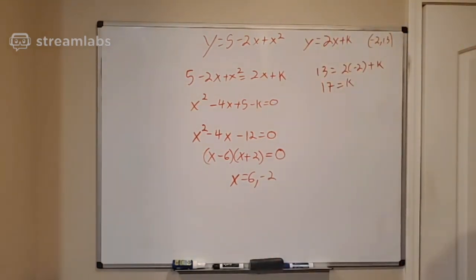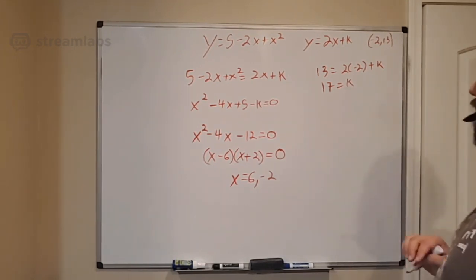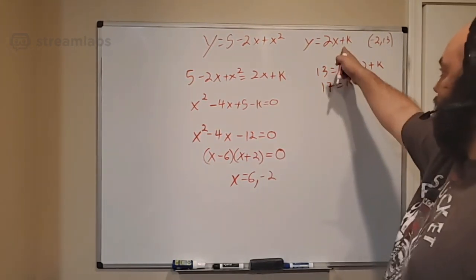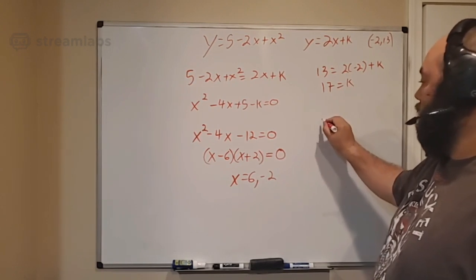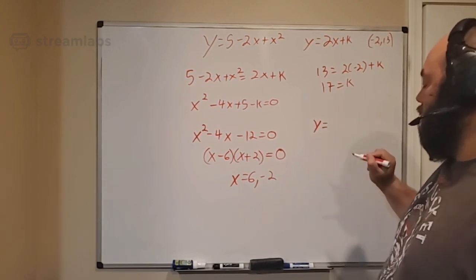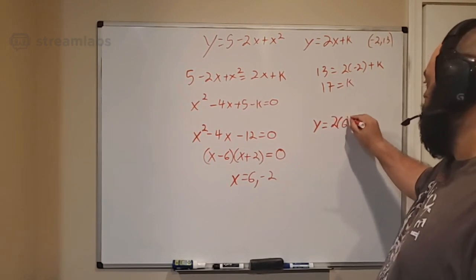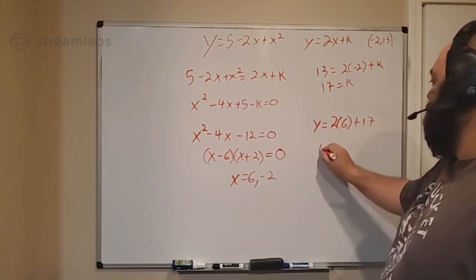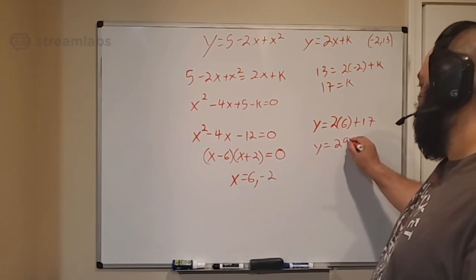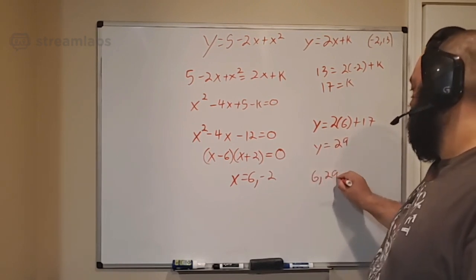Plug 6 back in to any equation to get our y value. I would choose, again, the easy one. No, that's what I meant. I got 6 and negative 2 as the answer. Oh, okay. So 2 times 6 plus 17. So y is equal to 29. So our answer should be 6, 29, if I did my math correct.